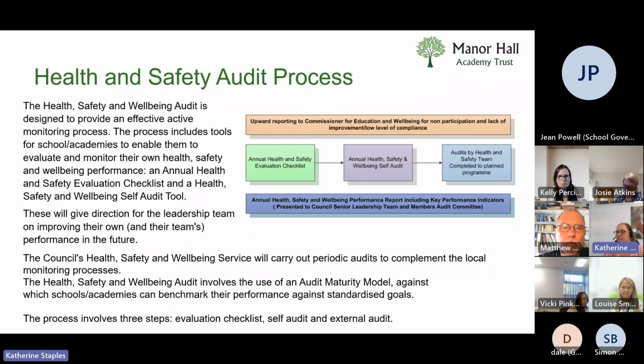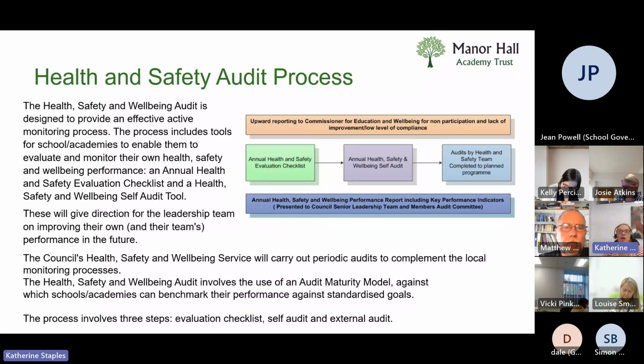So, as I've said, this follows a process. Every October, they'll carry out a health and safety evaluation checklist. Every January, they'll do a more in-depth self-audit, which the head teacher signs off, and the lab member that takes responsibility for health and safety. And then, depending on what the score has been for their previous inspection audit, their external audit, they'll also then have a health and safety external audit as well.